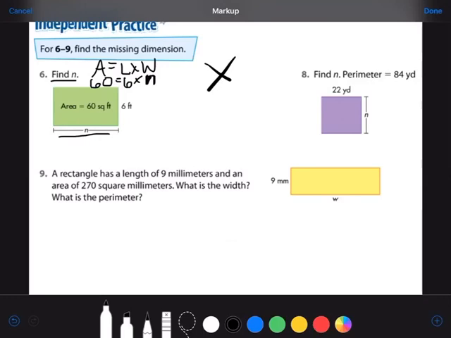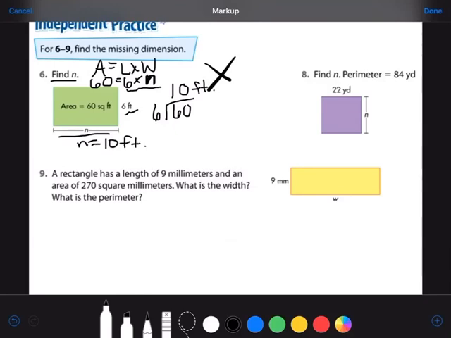But if you don't know yet, when we find the missing part of a multiplication problem, we have to do the opposite inverse operation. So the opposite of multiplication is division. So I'm going to take 60, and I'm going to divide it by the side we know, which is 6. 6 goes into 6 once. I'm going to annex that 0. 6 times 10 equals 60. So it looks like 10 feet because it looks like we're measuring in feet there. So n equals 10 feet.